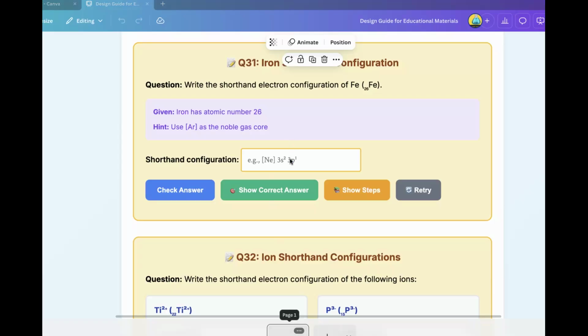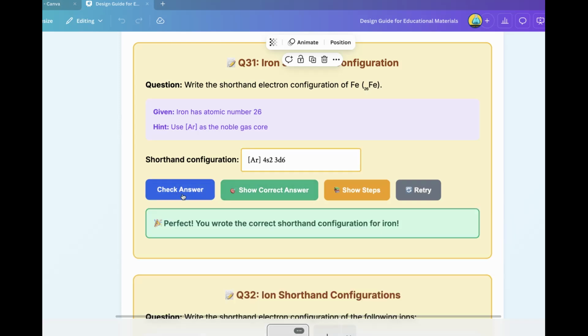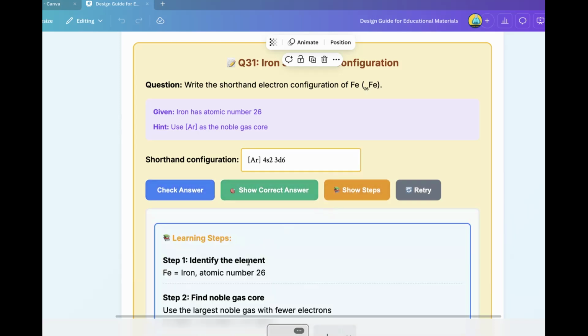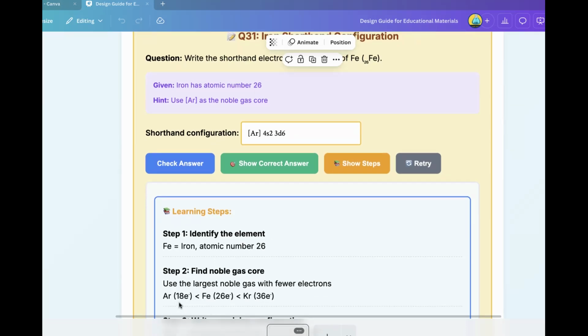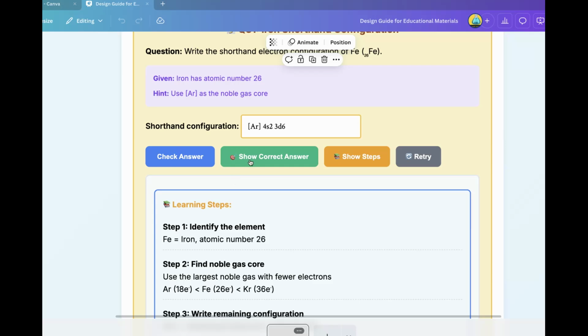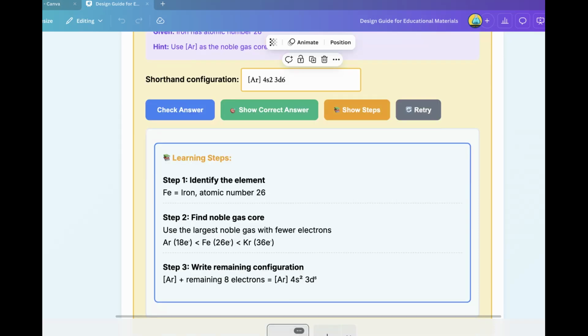So let me type here, it's argon, and then 4s2, and then 3d6. Okay, check the answer. Yes. So iron is 26. Use the largest noble gas with fewer electrons before it. Argon, it's 18 electrons, and then 26 minus 18, so I have 6 more electrons. One is 4s2, and then 3d6, and it's done.